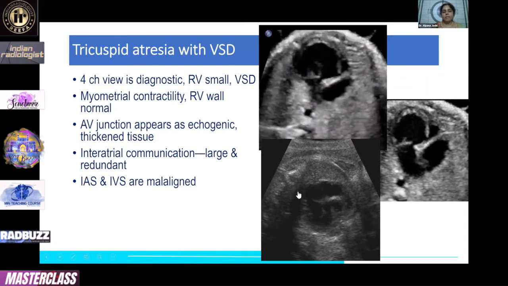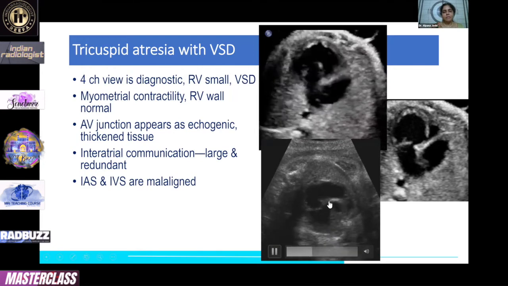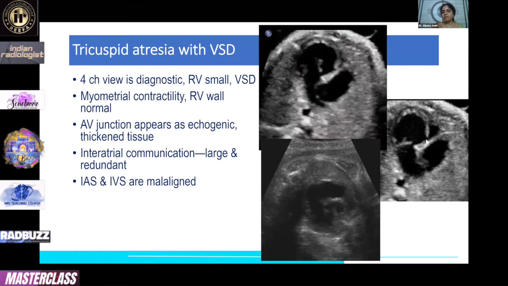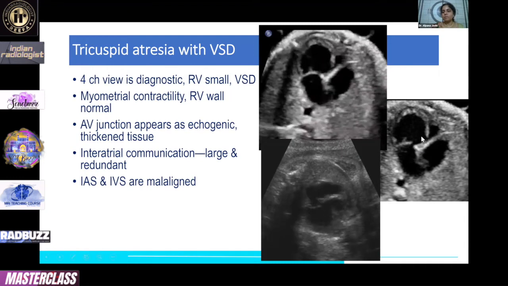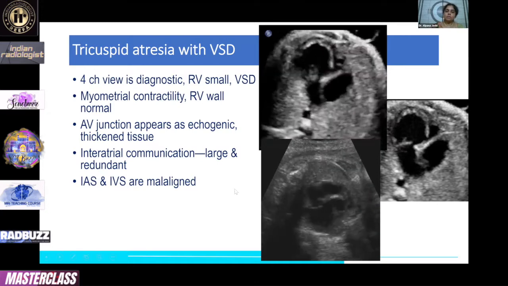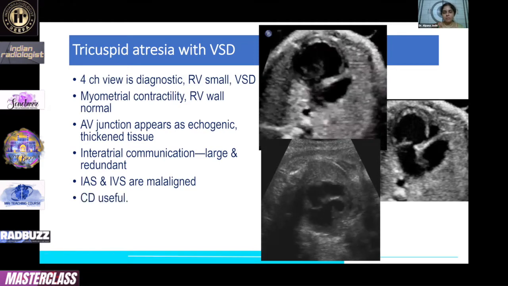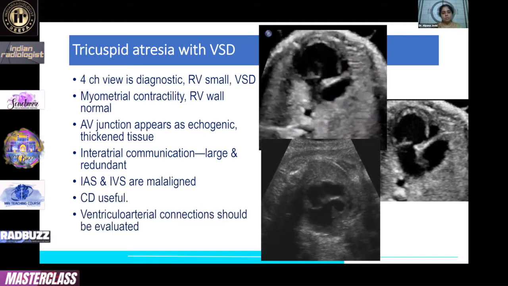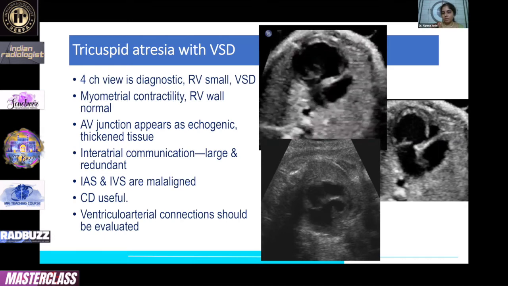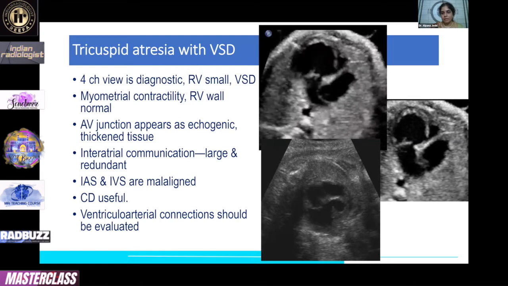And typically what you see is that the interatrial septum and the interventricular septum are usually malaligned. As you can see even here, this is the interventricular septum and the interatrial septum is somewhere here down, and those are sort of malaligned. They're not in the same line. So this is typically seen in TAVSD. Color Doppler is useful. Ventricular arterial connection should always be evaluated. 80% of the time TAVSD is with normally related great arteries.